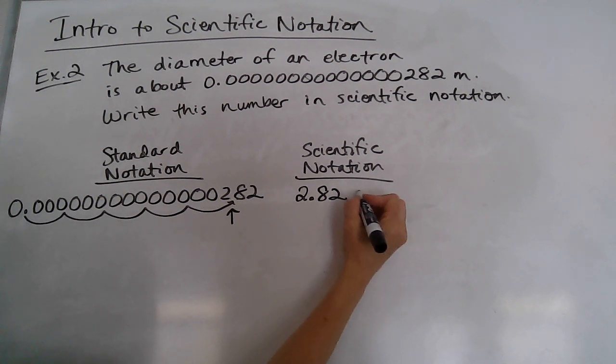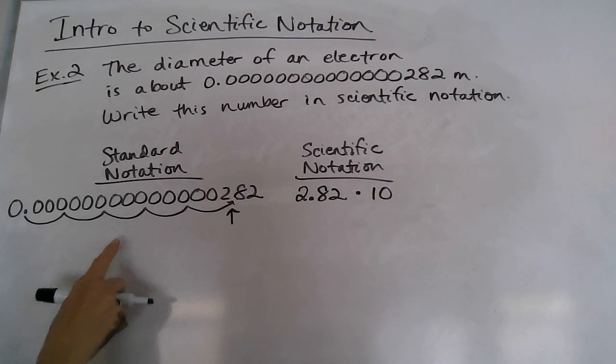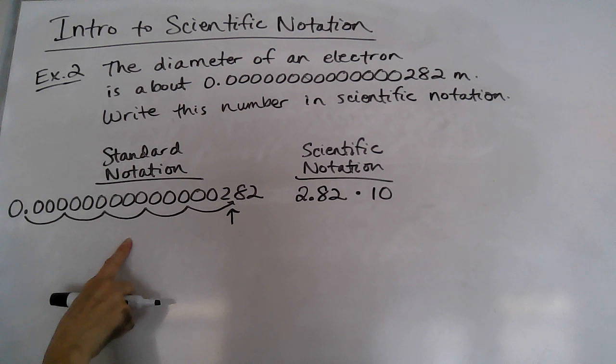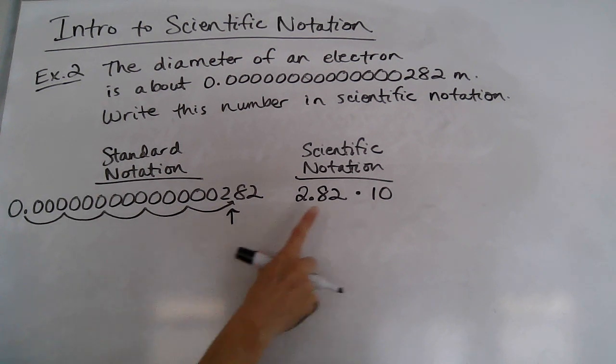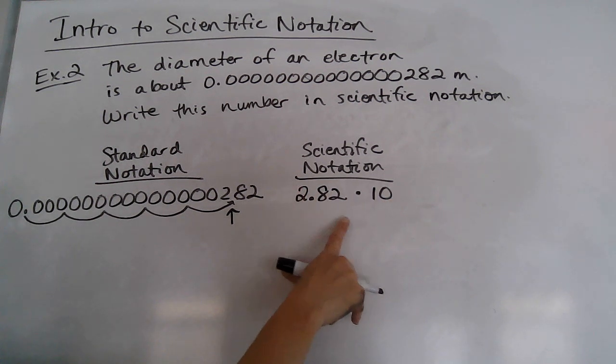So what's different about this one from the last problem is that we are not working with a large number in standard notation. We're actually working with a very, very tiny number. And so if we put a positive 15 on here and somebody tried to recreate our standard notation using only this, they would be creating a very large number. So we need to let them know that what we're working with is a small number.